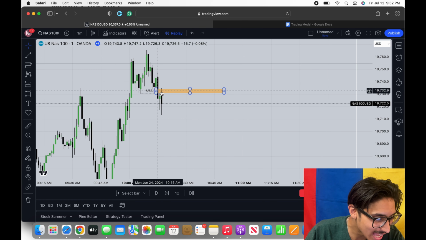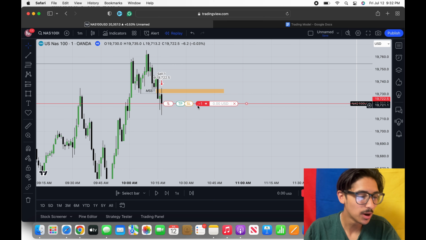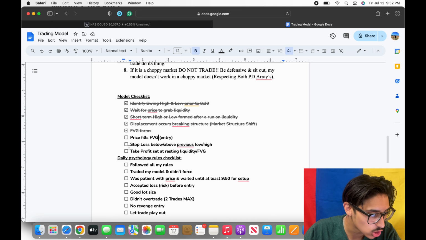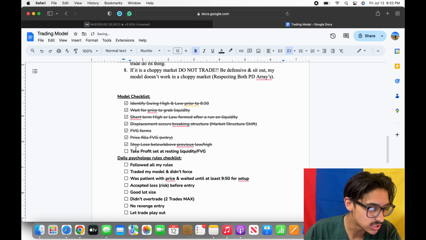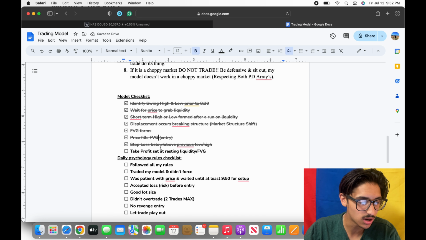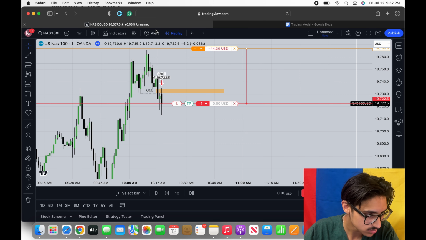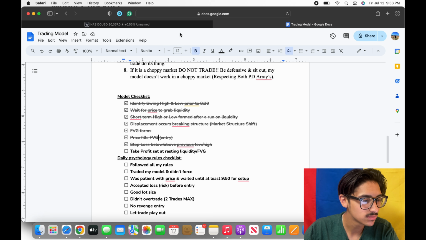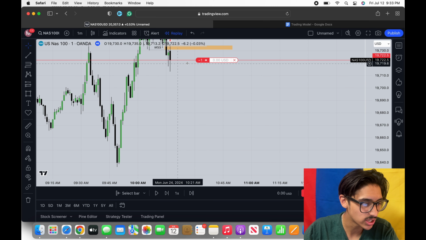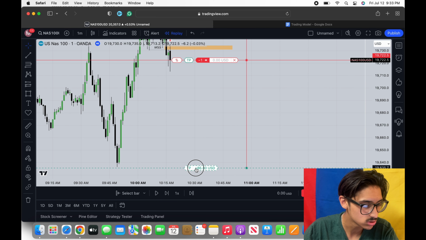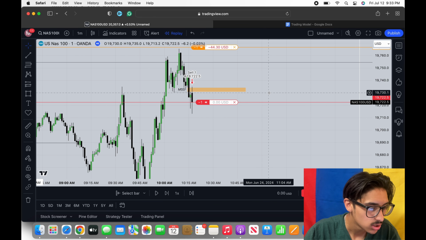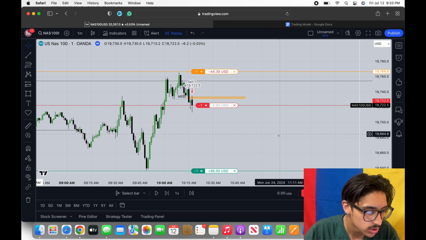Boom. This candle. What are we doing? We're in that sell, baby. Stop loss is set above the previous high. So right here, we're risking 44. Where's the take profit? Set at resting liquidity. Look at this risk reward. Basically 2 to 1. Easy.